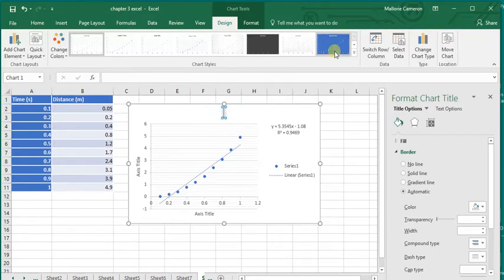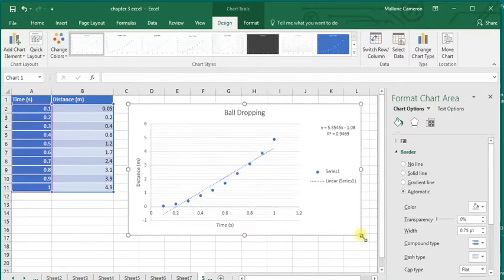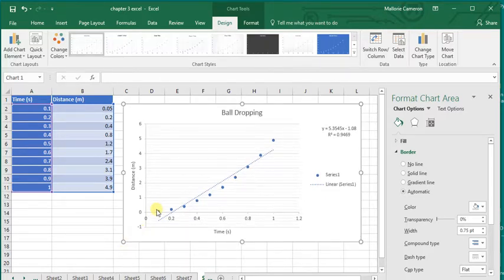So this is ball dropping, and this is going to be time in seconds, and this is going to be distance in meters. Okay, so here's the linear trend line. Now, does this do a good job? Me personally, I don't think so, because I see this curving up and continuously curving up and increasing faster. So let's actually add a trend line.